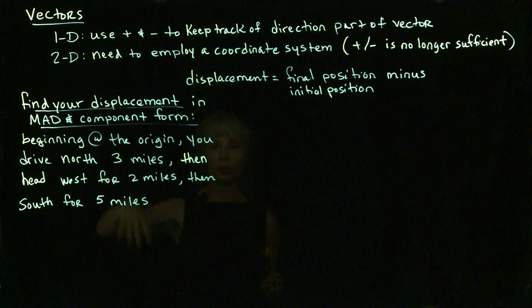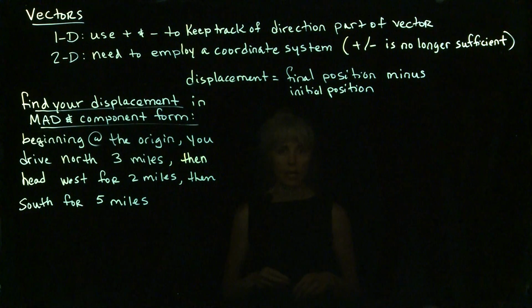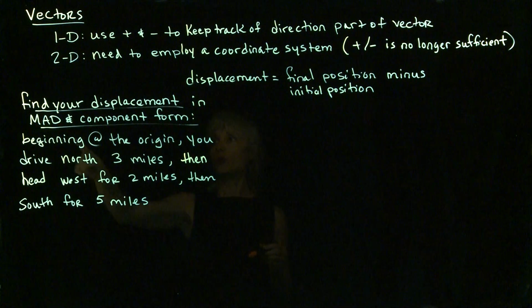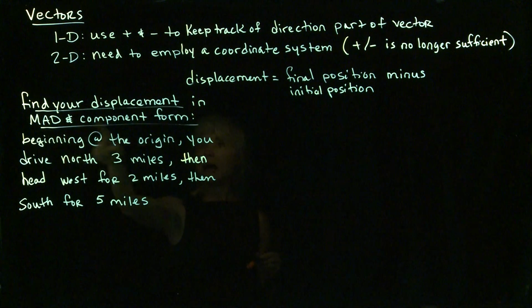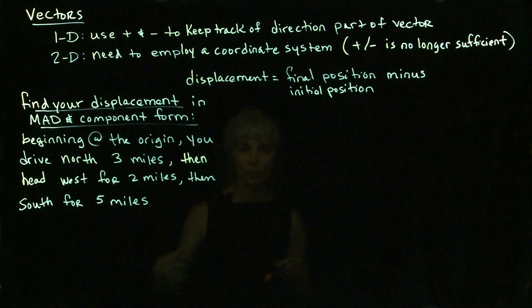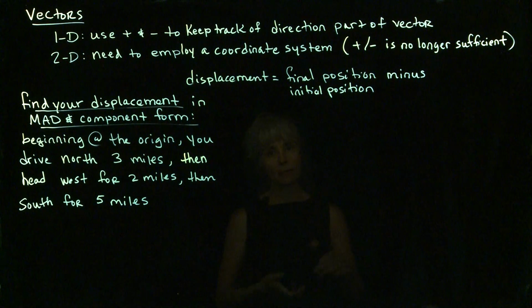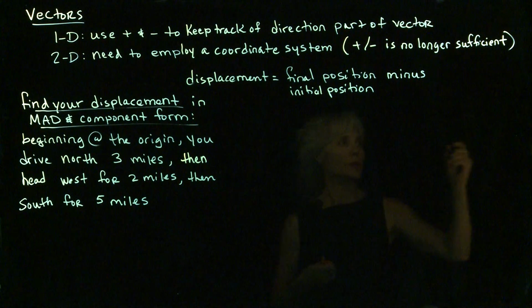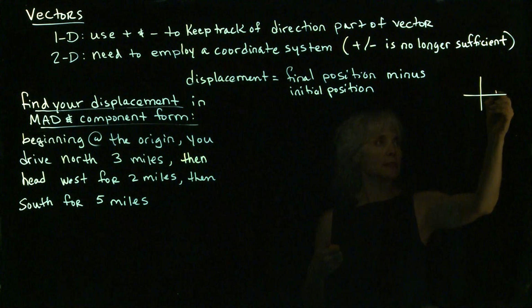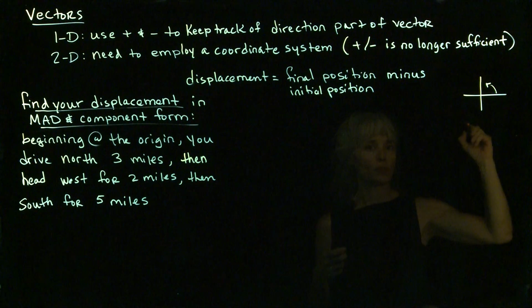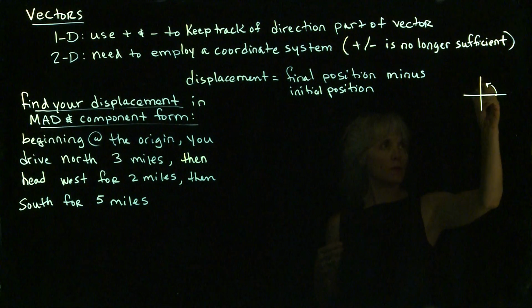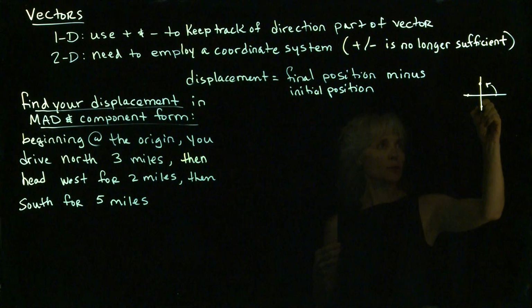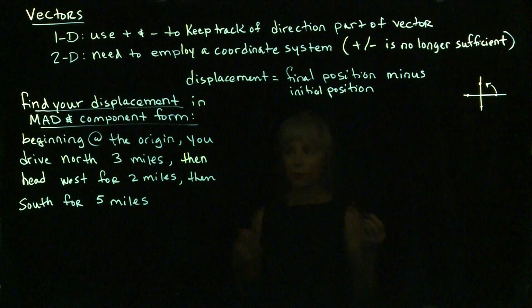So here is the problem we're going to look at and see if we can practice some of what we've learned now. Try and push it back further into our memory. So find your displacement in MAD and component form. Remember, MAD is magnitude and direction, so that's some length and some angle with respect to the x-axis, standard measurement like we learned in math. Remember that if you're dealing with an axis, this direction is positive measurements for the angle. So this would be an angle of 0, 90 degrees, 180, 270, and back to 0 or 360.